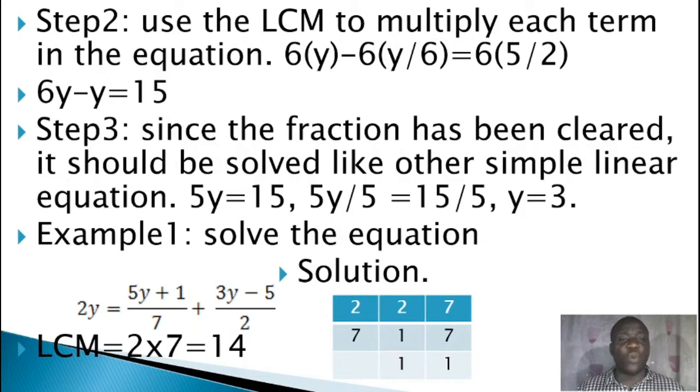So when you have 5y is equal to 15, the next thing you should do is look at the coefficient of the variable. You use the coefficient to divide each term. You use the coefficient to divide both sides of the equation.